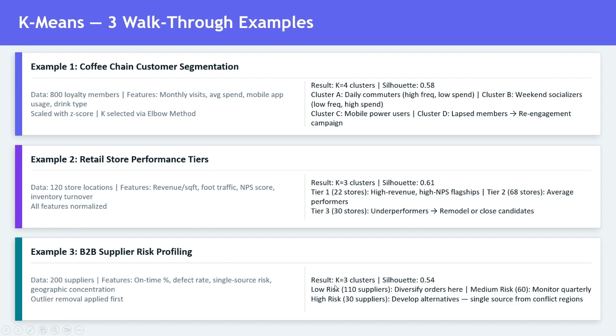Results: 3 clusters, and the silhouette's 0.54. Again, closest to 0.5 without going under. So we have the silhouette of 0.54, meaning we're having that good separation of the clusters, and we're not overlapping or getting too close. Low risk, there's 110 suppliers. These diversify orders are here. Medium risk is 60, and then high risk is 30. So we have to develop alternatives, single source from conflict regions. Here we're having high risks. These are the things that we prioritize, right?